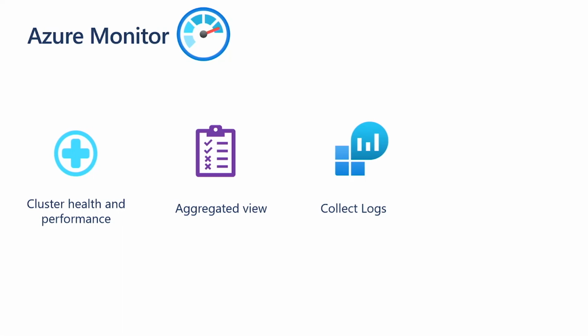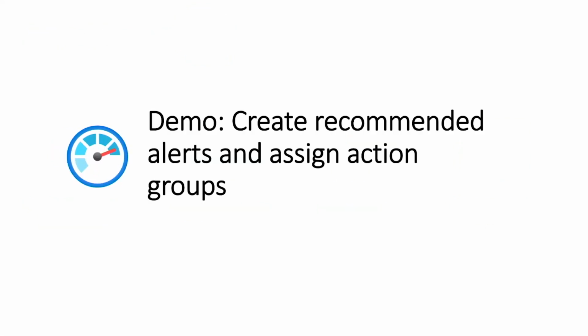In case something goes wrong and you find out about it through Azure Monitor, you can collect logs to further troubleshoot any issues. And last but not the least, Azure Monitor comes with a set of recommended alerts that you can set so that you don't have to always be monitoring your clusters 24/7. You can get an alert, say on your phone or on your email, that points you to something that's gone wrong. So in today's demo, we're going to talk more about these recommended alerts and assign something called an action group to individual alerts. Let's take a look at the demo.